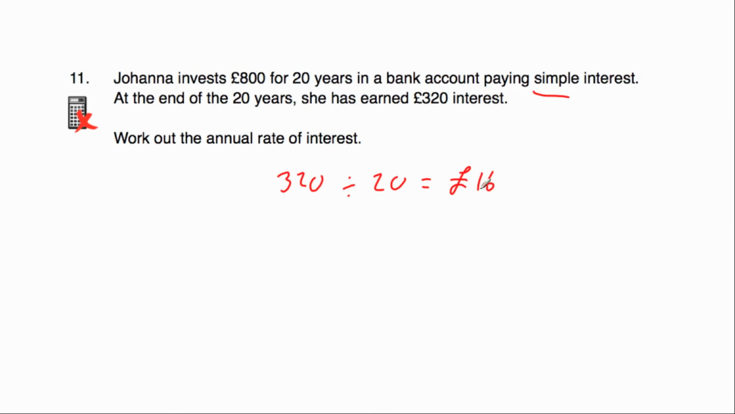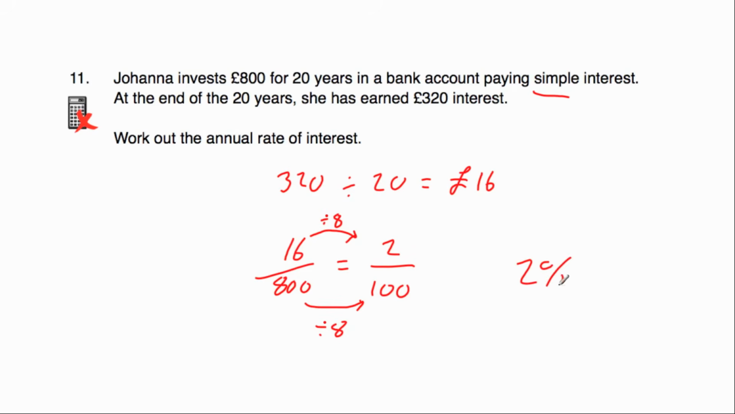So if we express 16 as a percentage out of 800, that'll tell you what the interest rate is. So if we write 16 out of 800, and convert this into a percentage, that will tell you the rate of interest. So we want to get this to be a percentage, so we're going to want the denominator to be 100. And we can divide 800 by 8 to get 100. And 16 divided by 8 is equal to 2. So it's going to be 2 out of 100, which is 2%. That means that it must be 2% simple interest.